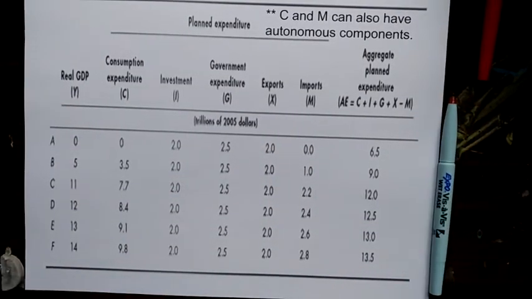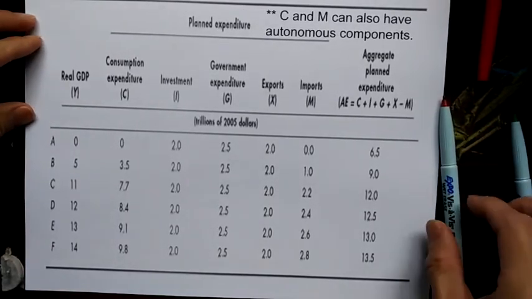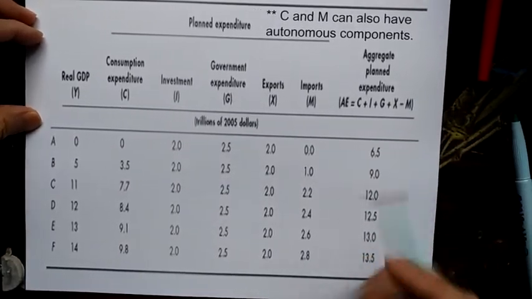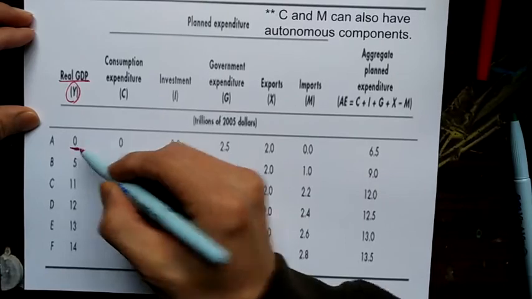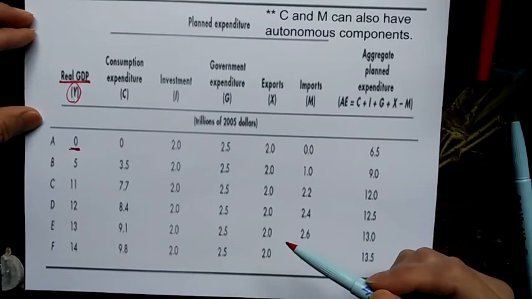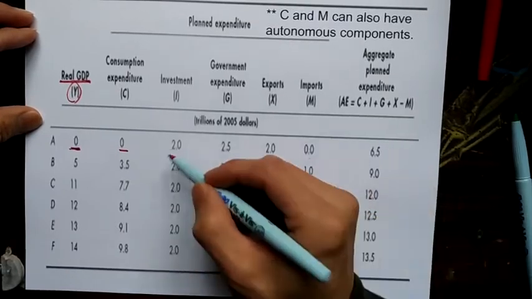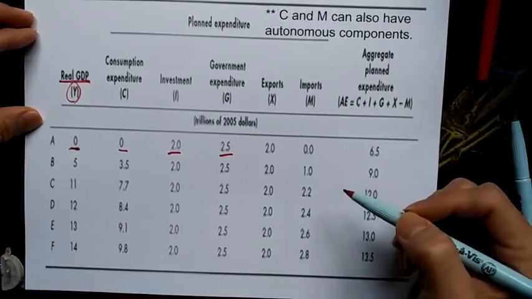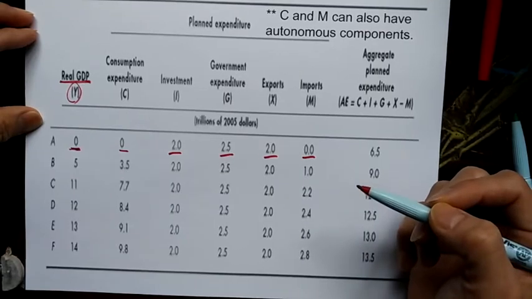This is a table on your textbook. Let's go through this table. What does this table say? It says when income is equal to 0 in this economy, when the real GDP income is equal to 0, in this economy, consumption is 0, investment is 2, government expenditure is 2.5, export is 2, import is 0.